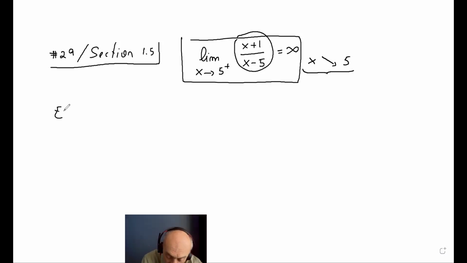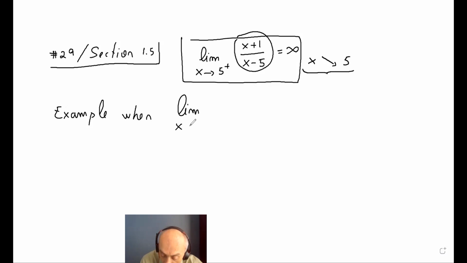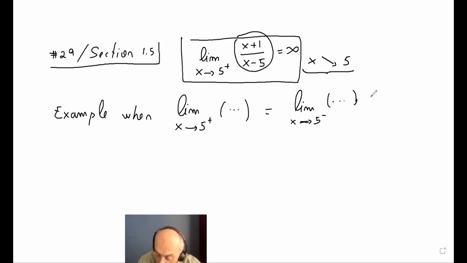Example. When the limit as x approaches, let's say, 5 plus of some formula here, I'll design a formula for this to work, is equal to the limit as x approaches 5 minus. Let's put going straight to 5 plus. So it still means limit as x approaches 5 from the right, and here from the left, the same expression. I want these to be both equal to infinity.